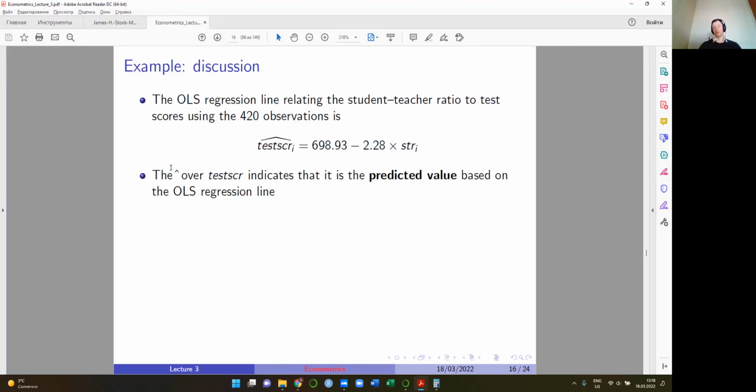So first of all, we already know this, but I still put this on the slide. This hat above the test score indicates that this is a predicted value based on the OLS line. So it's not an actual thing.